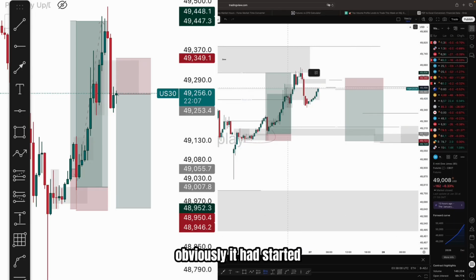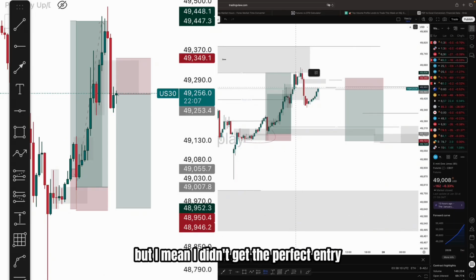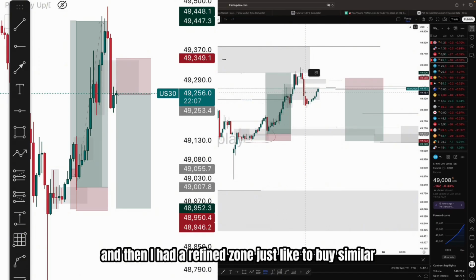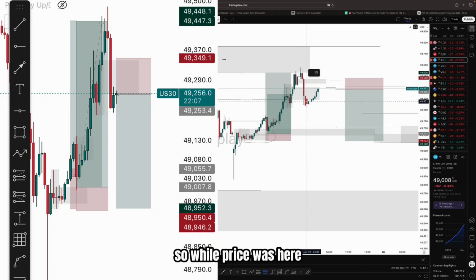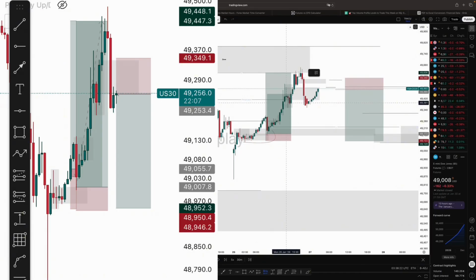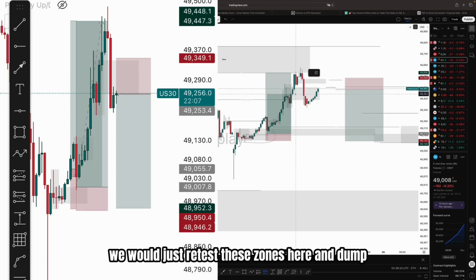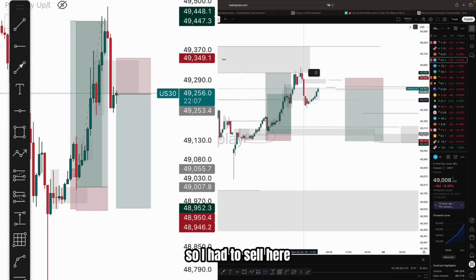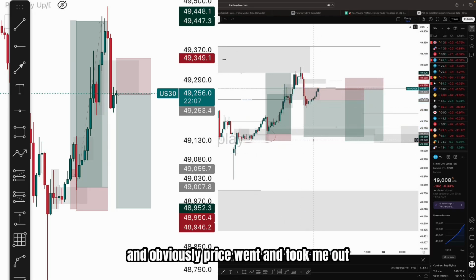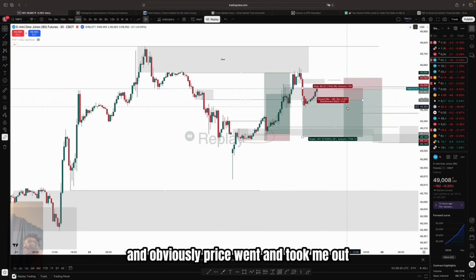Obviously it had started, but I didn't get the perfect entry. So I had this big zone, and then I had the refined zone, similar to the buy. So while price was here, I felt because it had broken this key level, we could just retest these zones here and dump. So I had this sell here, and obviously price went and took me out.